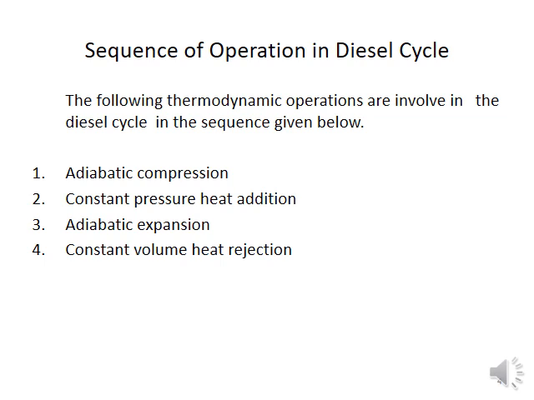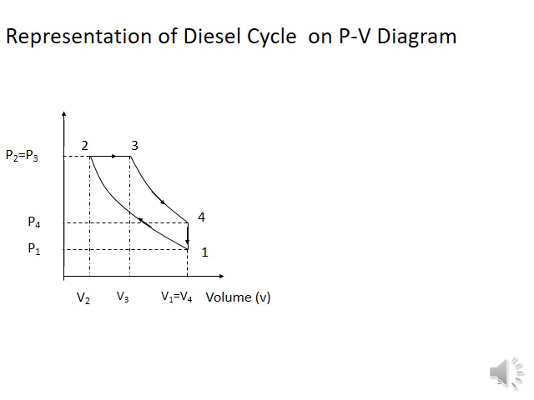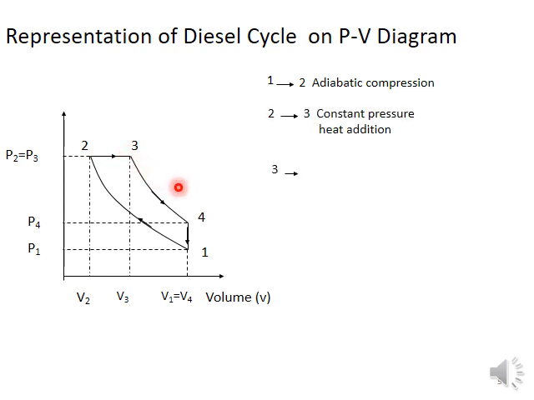And how do we represent a diesel cycle on the PV diagram? As shown in the figure, this is the PV diagram. 1 to 2 represents adiabatic compression, 2 to 3 represents constant pressure heat addition, 3 to 4 represents adiabatic expansion, and 4 to 1 is constant volume heat rejection.